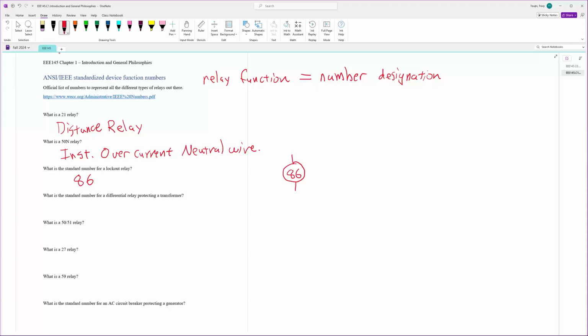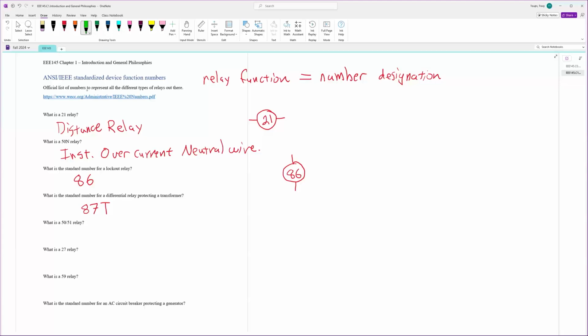Same thing for a distance relay. You might have a 21 relay, and you have wires coming in and out, okay? What's the standard number for a differential relay protecting a transformer? So differential relay is 87. Now, kind of a trick here, like with the N, transformer is T, so we typically put a T next to the 87 to denote that this is specific for a transformer nearby, so 87T.